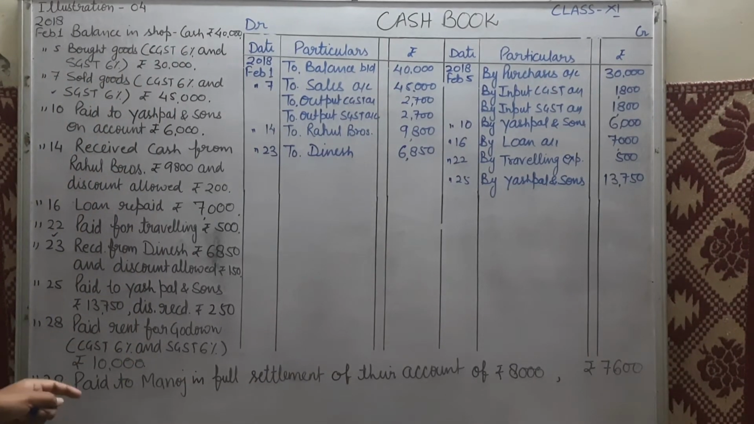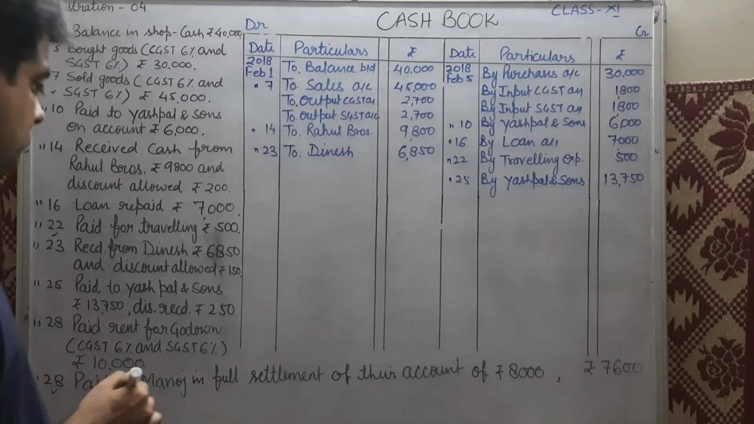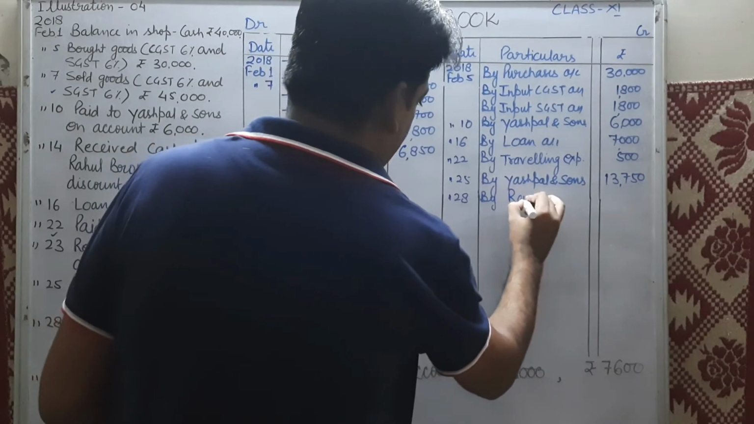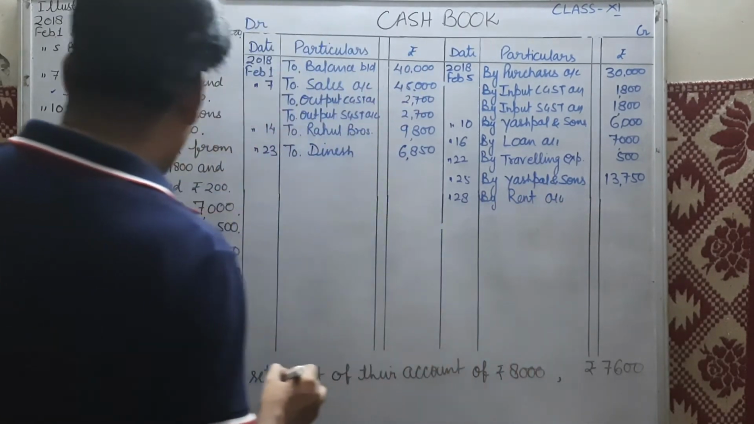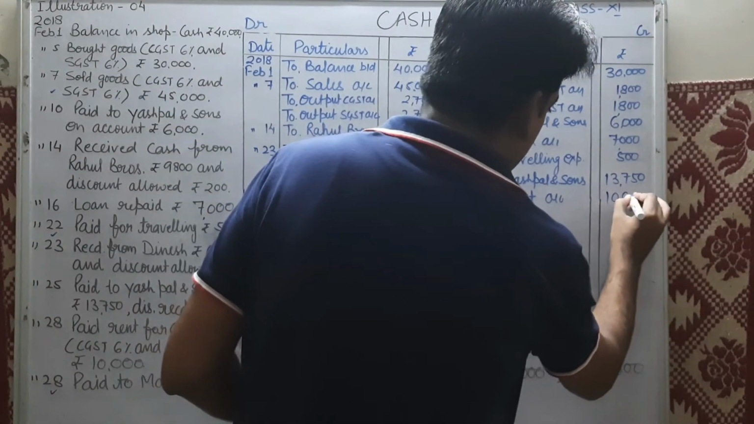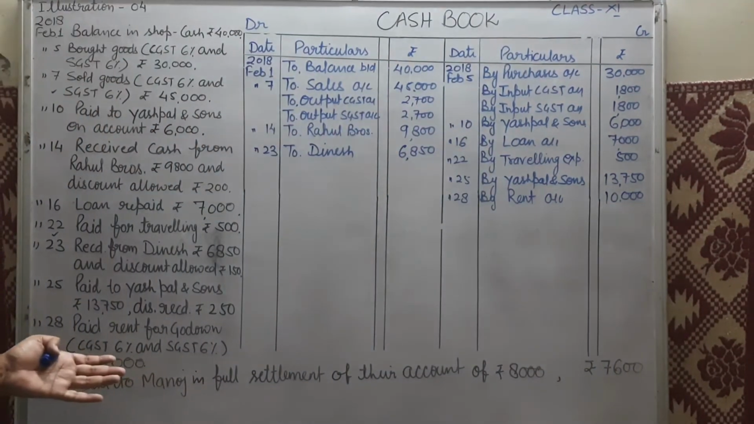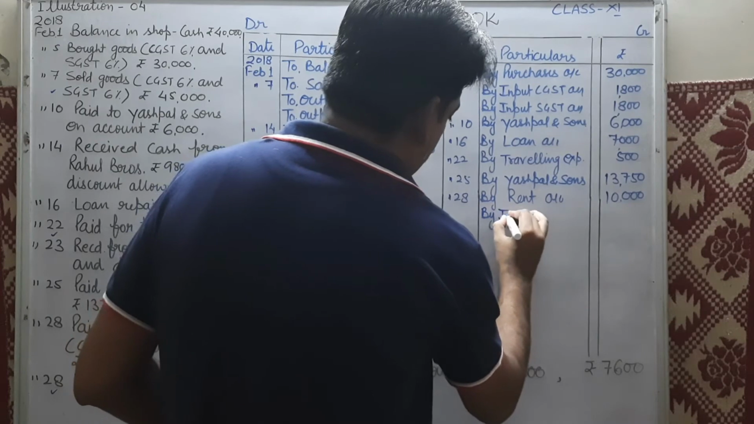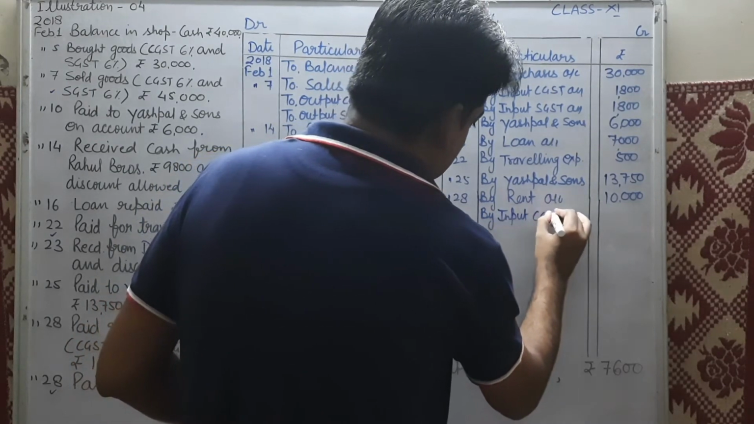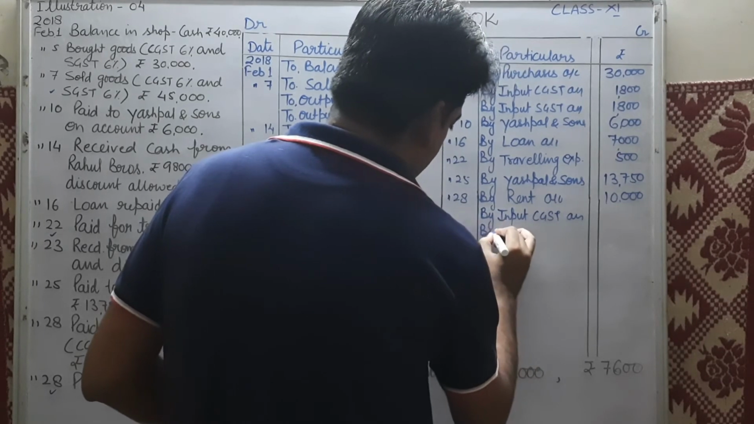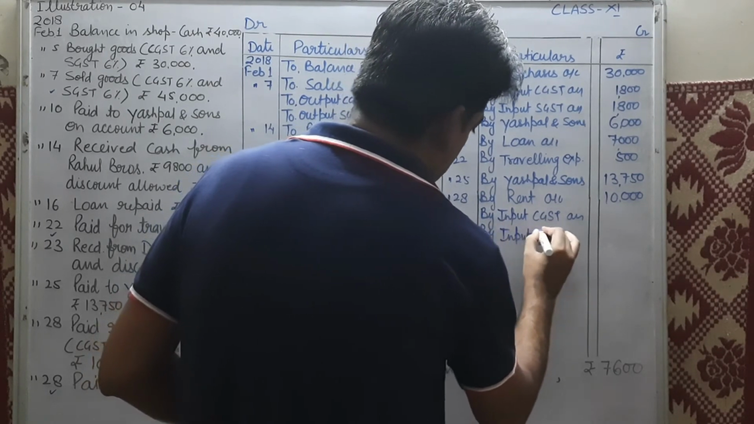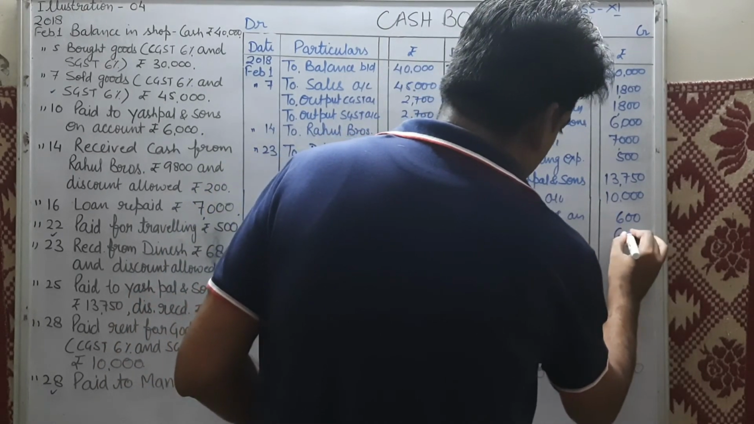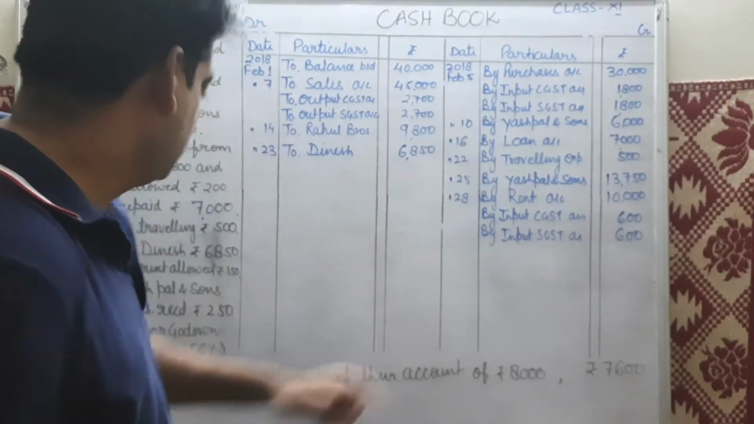Now next is paid rent for godown, CGST 6% and SGST 6%. So this is our simple payment on 28, by rent account, and we are paying rupees 10,000 as godown rent, but we are paying taxes also, that is CGST 6% and SGST 6%. So by input CGST account and by input SGST account, 6% on 10,000 will be 600 each. 600 CGST and 600 SGST.